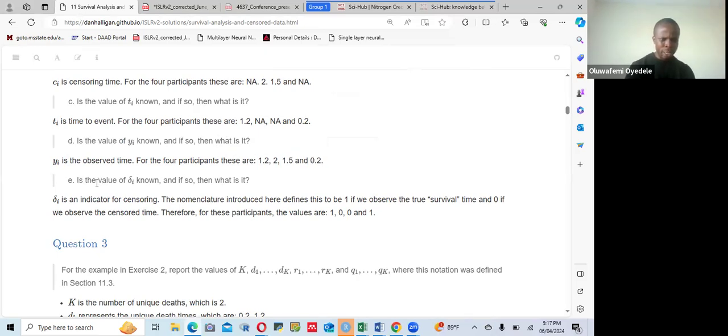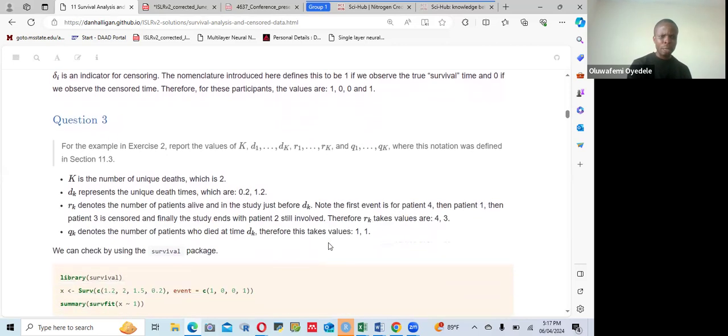So E, they say, is the value of epsilon one known, and if so, then what is it? So we can see that the epsilon sign is an indicator for censoring. The nomenclature introduced here defines this to be one if we observe the true survival time, and zero if we observe the censor time. Therefore, for these participants, the values are 1, 0, 0, and also 1. Okay.